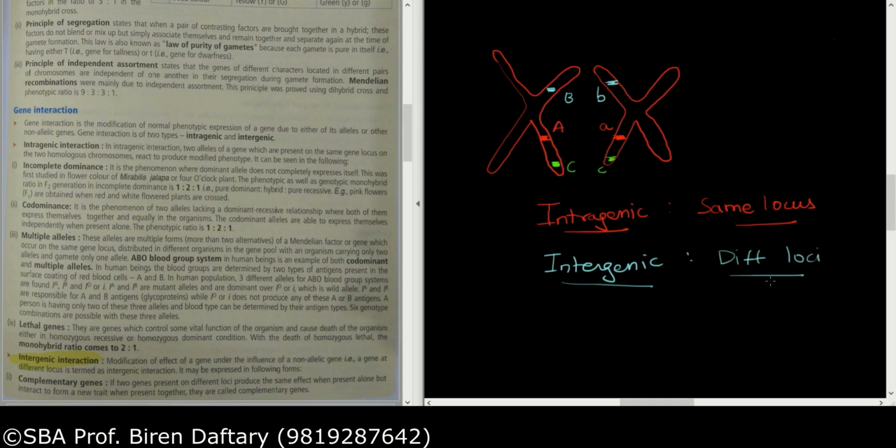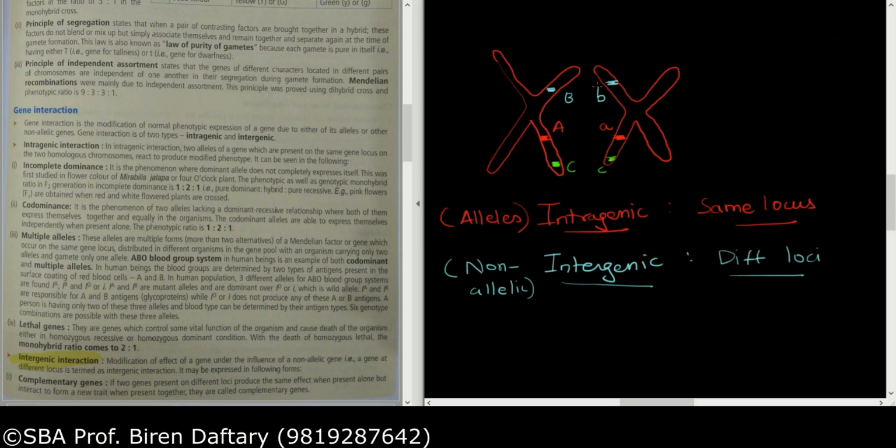Please remember this. If I show interaction between capital C and small b, they are not alleles of each other and they are present on separate loci, so intergenic. So please remember, in intragenic the interaction is between alleles, whereas in intergenic the genes which are interacting are non-allelic, they are not alleles of each other. If you understand this, then you can understand the difference between intragenic and intergenic interactions. So I've made it clear. I hope you understand what is locus.